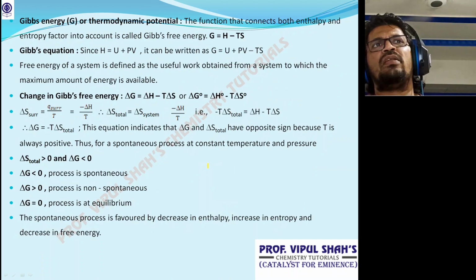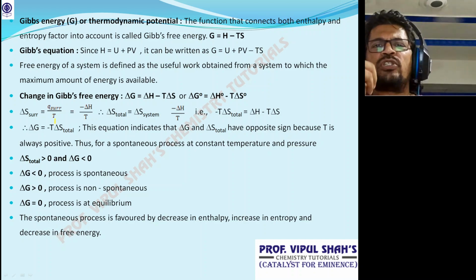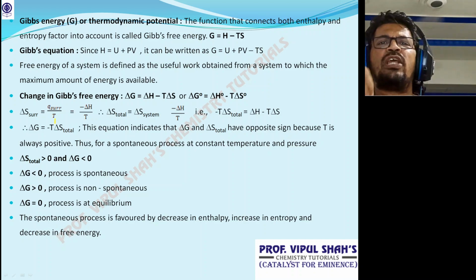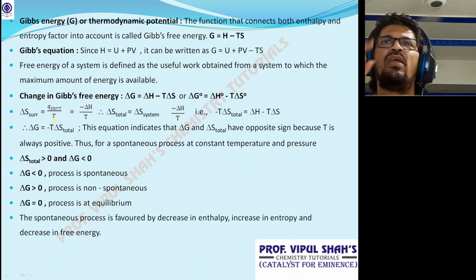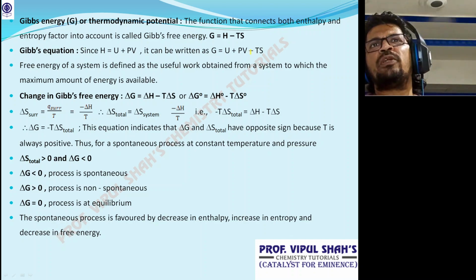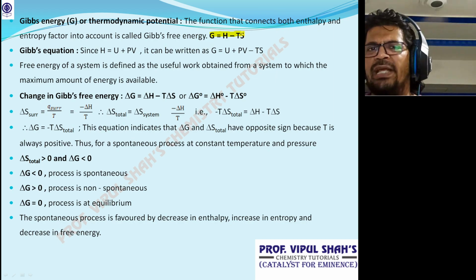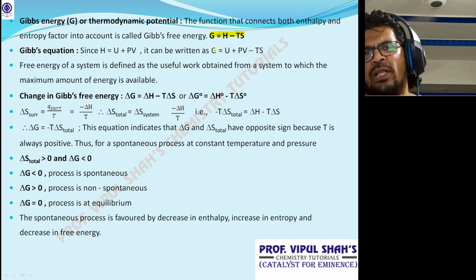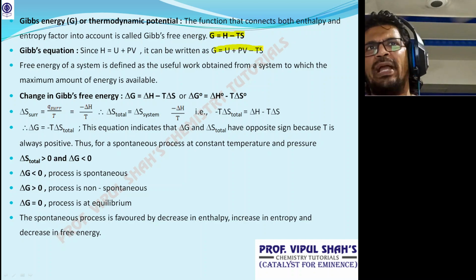Next factor, the last part, is Gibbs energy. What is Gibbs energy? It is the amount of free energy present within a system which can be used to do useful work. That is called free energy. Now for free energy, look at the expression. G is equal to H minus TS, where H is enthalpy, T is temperature, S is entropy. H we all know is written as U plus PV, the expression for enthalpy. So G can be written as U plus PV minus TS.